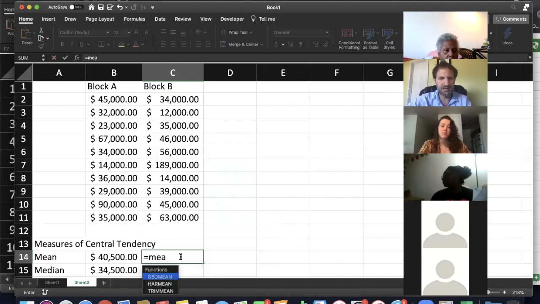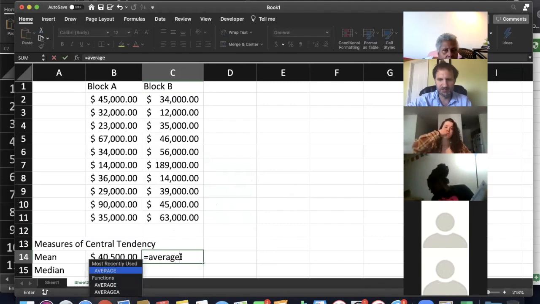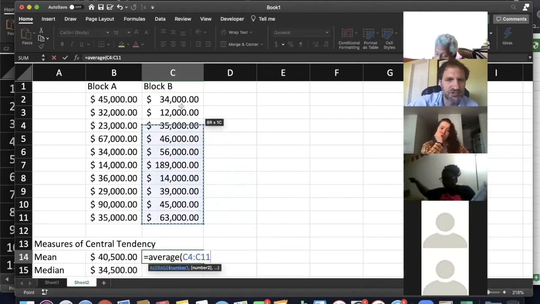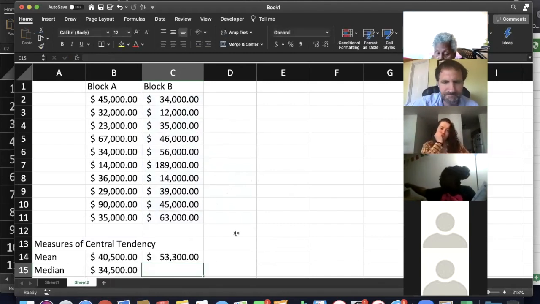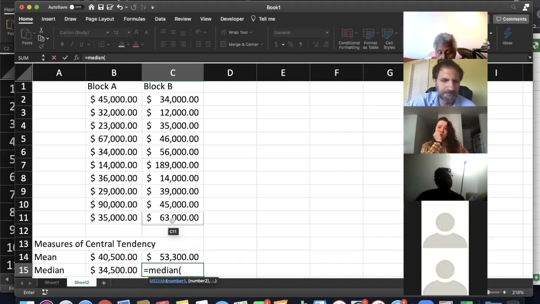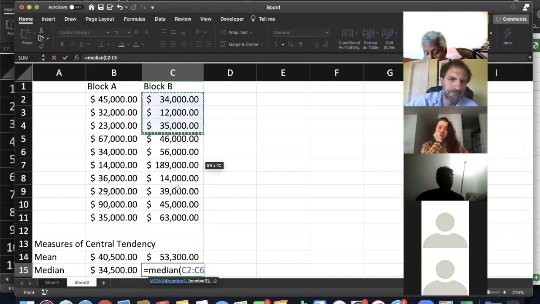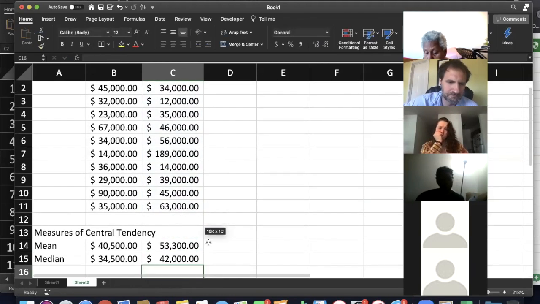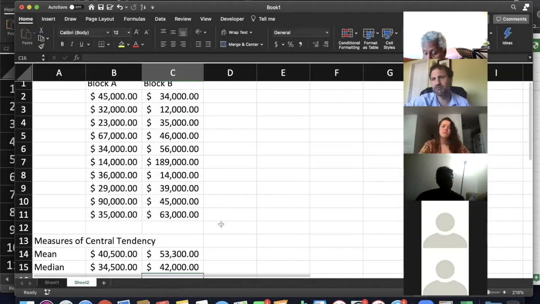Oh, remember, mean is not the word that you use here for Excel. Use the word average. So yeah, it actually was quite a bit higher. Let's check out the median. You think the median is also going to be higher? Yep. So they were both quite a bit higher than in block A.